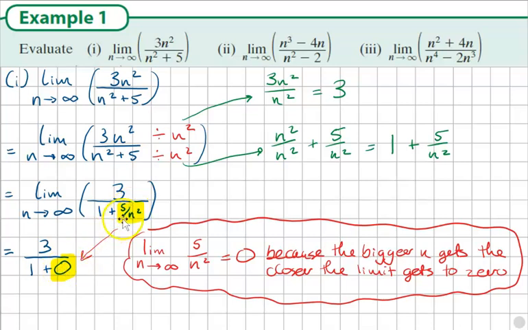So this, again, is something you just have to learn off. The limit as n approaches infinity of 5 over n squared is equal to 0, because the bigger n gets, the closer the limit gets to 0.